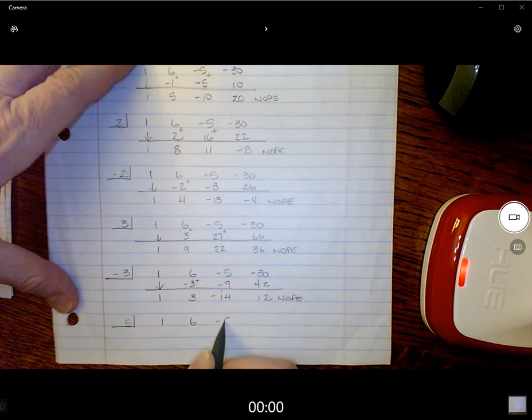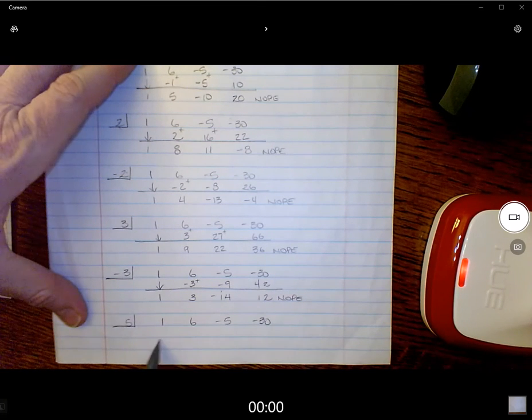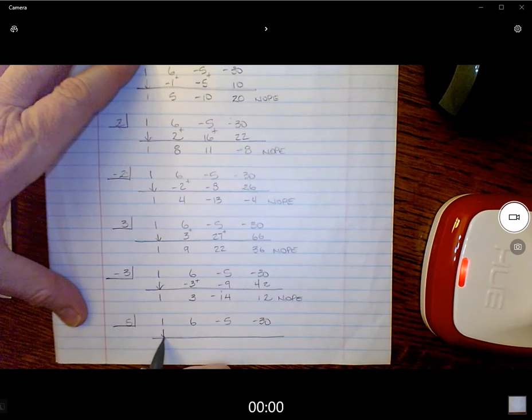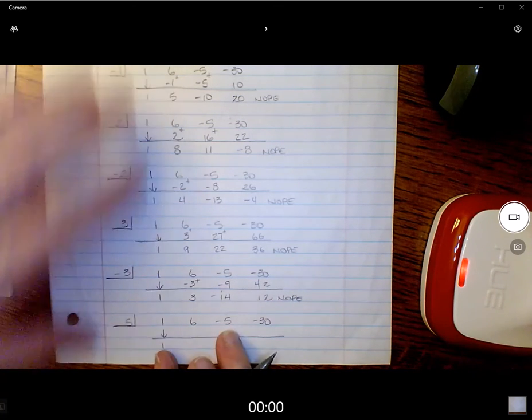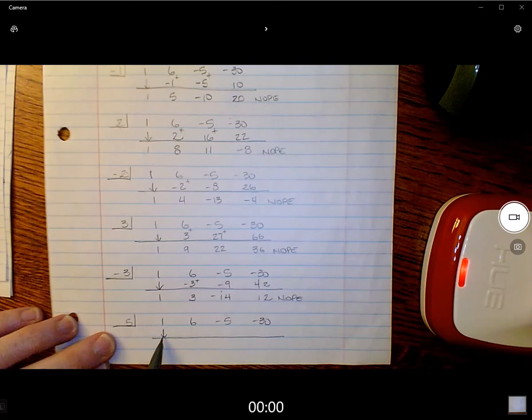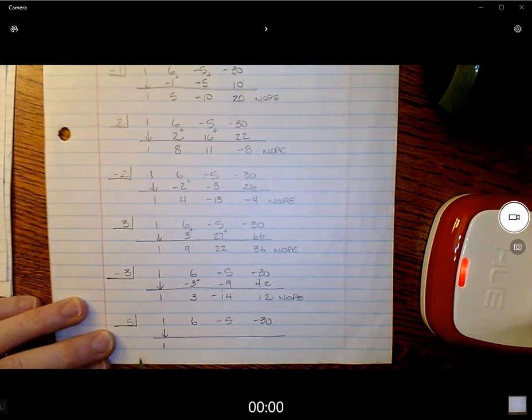1, 6, negative 5, negative 30. Draw my line. Drop down the 1. Text this guy, I didn't do the arrow. That's really kind of extra clutter, probably.